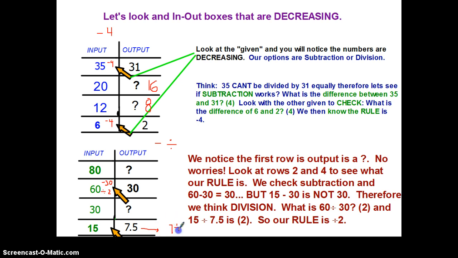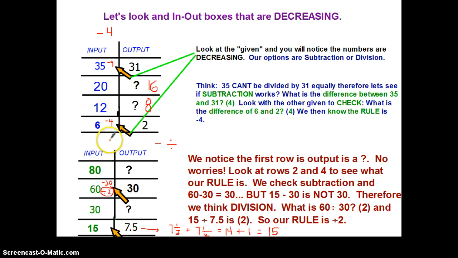7.5 plus 7.5. Sorry for my writing, guys. Well, I know 7 plus 7 is 14. I know 1/2 plus another half is another whole number, or 1. So 14 plus 1, oh my gosh, that gave me 15. So gosh, my rule must be divided by 2.